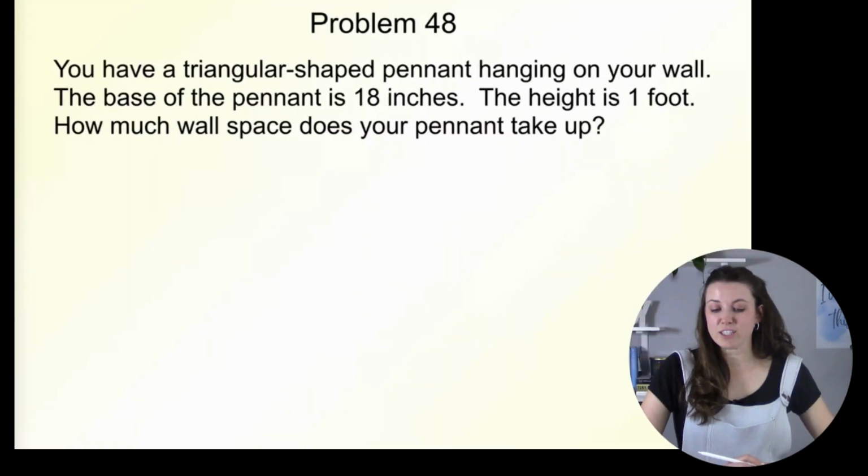You have a rectangular shaped pennant hanging on your wall. The base of the pennant is 18 inches. The height is 1 foot. How much wall space does your pennant take up?